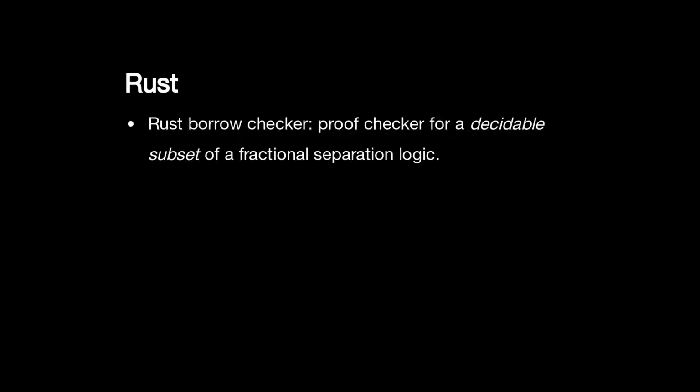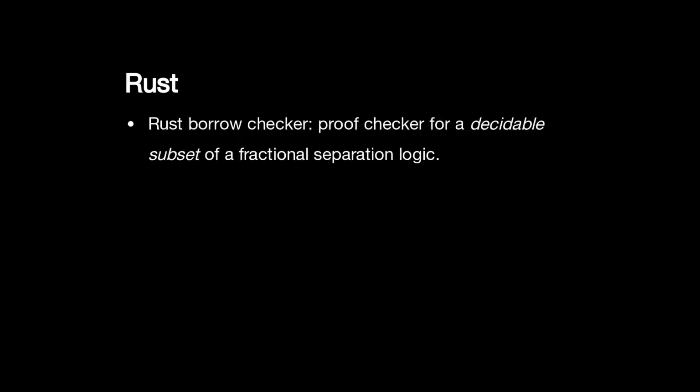So technically what's going on is that the borrow checker is like a proof checker. I guess it's not really a proof checker. It is a proof constructor. It can figure out a proof. Not really, I guess it's not actually what it's doing. Whatever, I'm not going to get hung up on that. But basically it's a proof checker for what's called a decidable subset of a fractional separation logic. Again, whatever. I'm not explaining all of this, but that's technically what's going on.